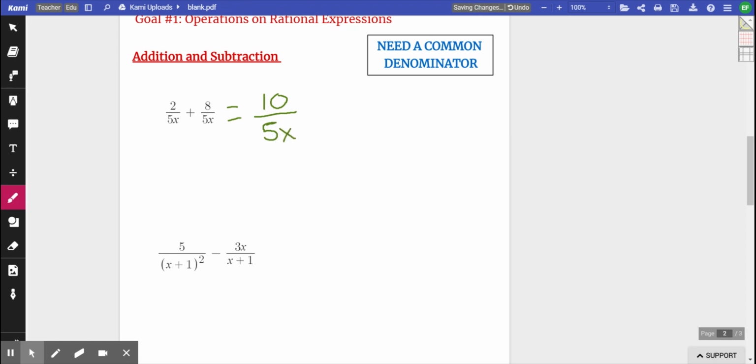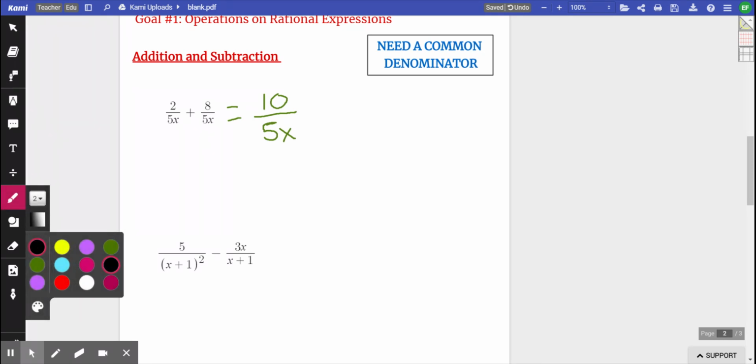From here, we could try to simplify. Remember, you can simplify between multiplication. You cannot simplify between addition and subtraction. So you can simplify factors, not terms. That's something you're going to hear me repeat over and over throughout this unit. We can simplify factors, not terms. So what I mean here, if we think about this, 10 can be rewritten as 5 times 2. Our denominator can be rewritten as 5 times x. So in that case, I'm going to cancel out the factor of 5 in both the numerator and the denominator, which is going to leave me with 2 over x.